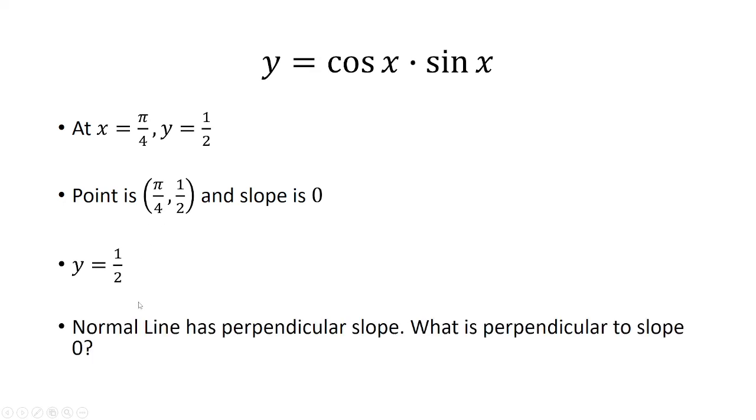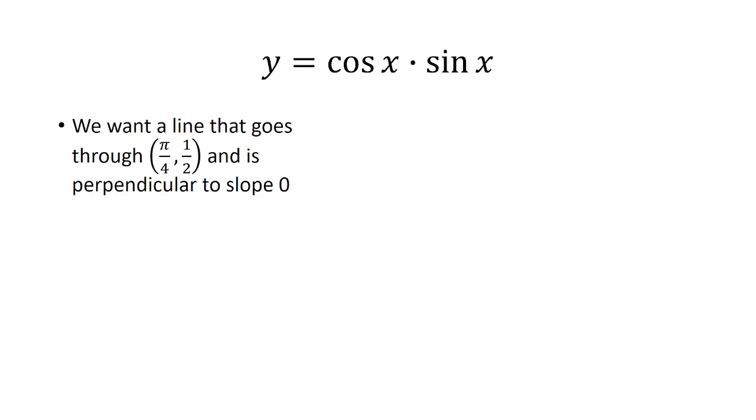Okay, so now we want to find the normal line. The normal line has a perpendicular slope to the tangent line. Now the question is, what is a perpendicular to slope 0? So in other words, we want a line that goes through the same point, pi over 4 comma 1/2, and is perpendicular to slope 0.